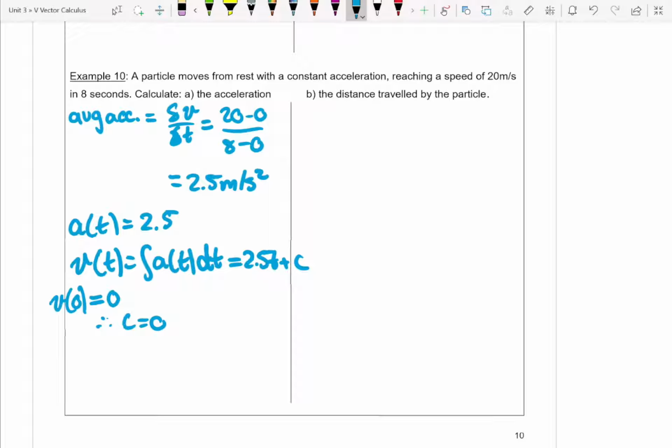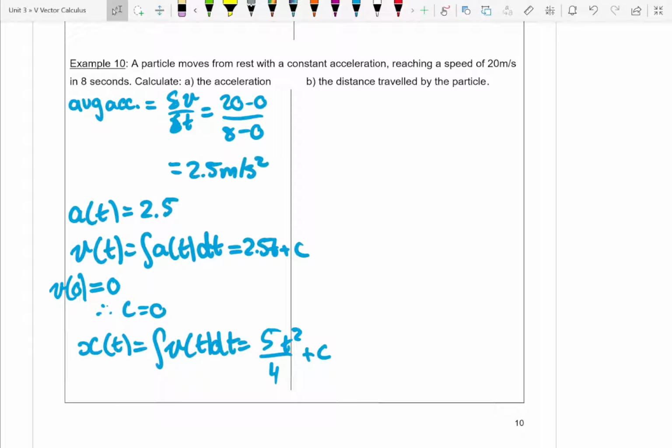And then we get x of t is going to equal the integral of v of t dt. So that's going to equal 2.5t squared on 2. The other way we could write that is 5 on 4, so 5t squared on 4. We're going to get another constant of integration.